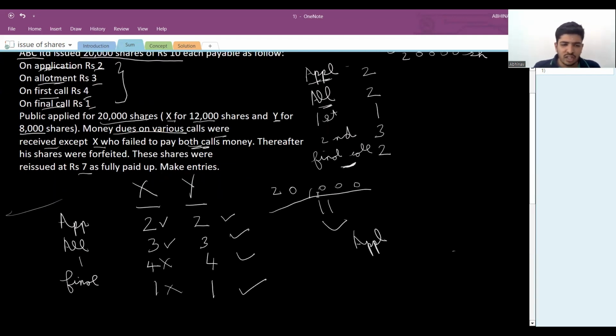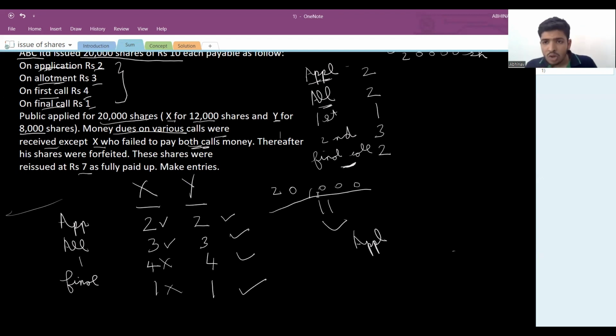Now, thereafter his shares are forfeited. What does this forfeited actually mean? You need to understand what is written in the Companies Act. They don't explain these things clearly. That's the reason for confusion in the future. Now, I'm going to tell you everything that you need to know.